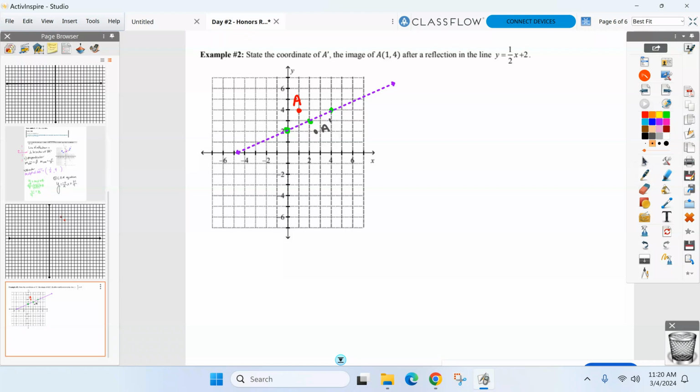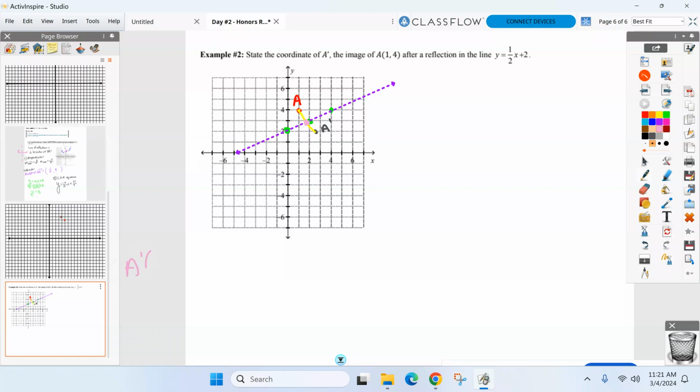Here's our plan. Let me connect that segment. What do you know about this line of reflection and that segment I just made? They are perpendicular. What's that point right there called again? That's the midpoint. Everyone's still with me. So if you can help me find that midpoint, we can do this.